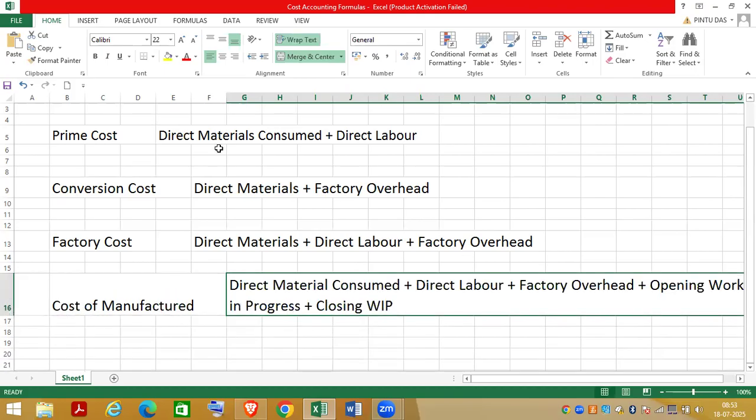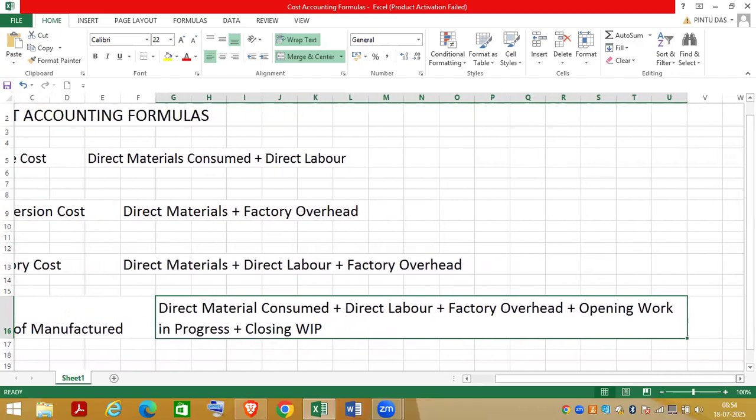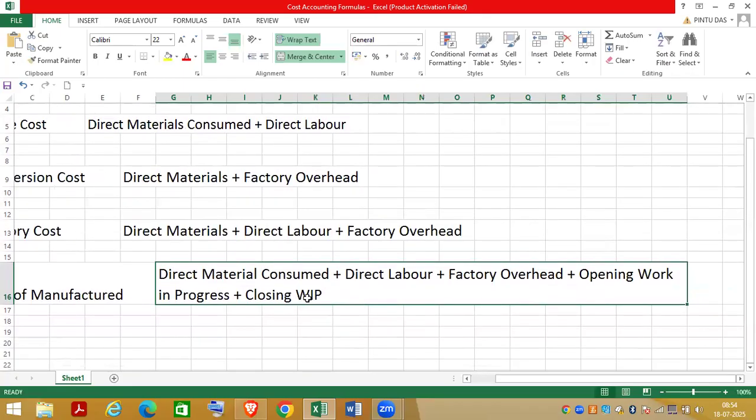So the prime cost is direct material consumed plus direct labor. Conversion cost is direct materials plus factory overhead, and factory cost is direct materials plus direct labor plus factory overhead. Cost of goods manufactured is direct material consumed, direct labor, factory overhead, plus opening work in progress minus closing work in progress. WIP means work in progress.